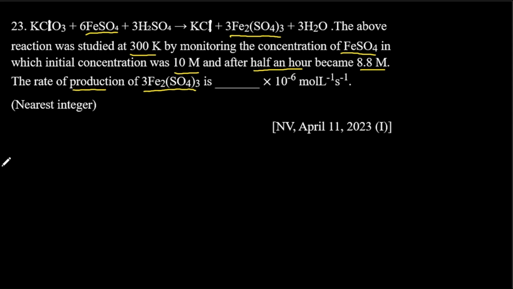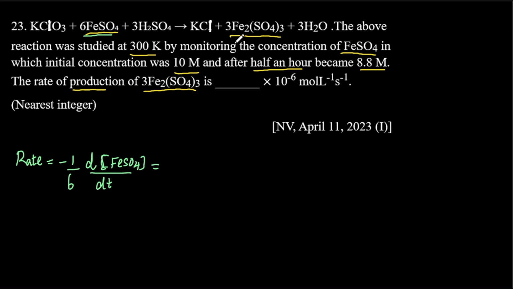So for this equation, we can write the rate of the reaction. We know the rate of the reaction, that is the rate of the disappearance of the reactant, will be equal to the rate of formation of the product. So the rate of this reaction is equal to the rate of disappearance of the reactant. Disappearance is represented by the negative sign. Then you have the coefficient 6. So 1 by 6 into change in concentration of the reactant FeSO4 divided by change in time.